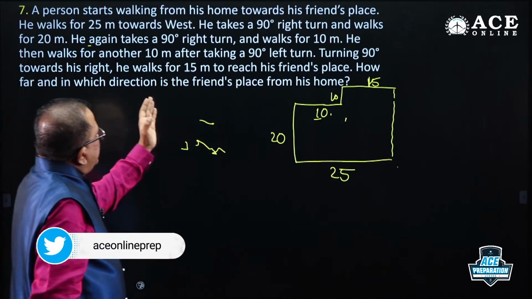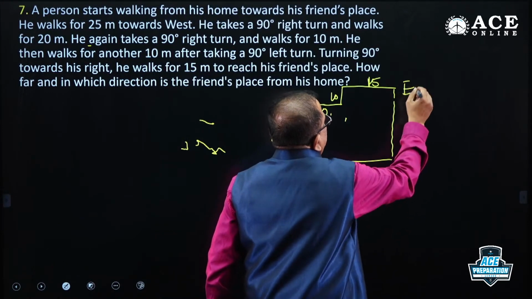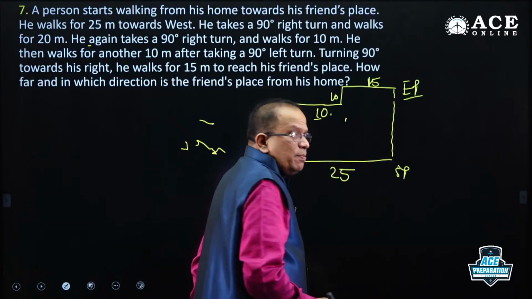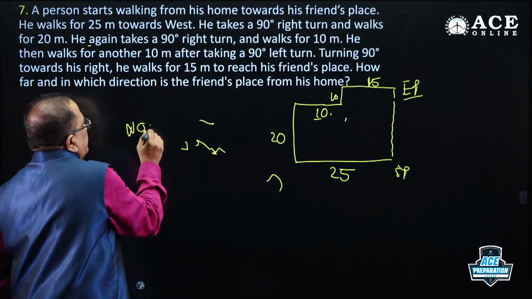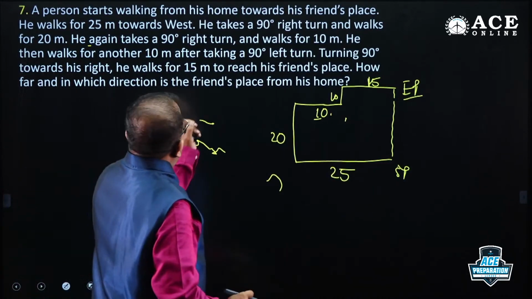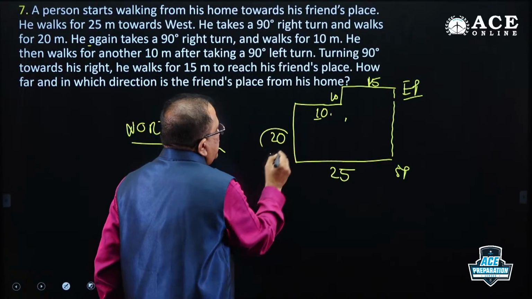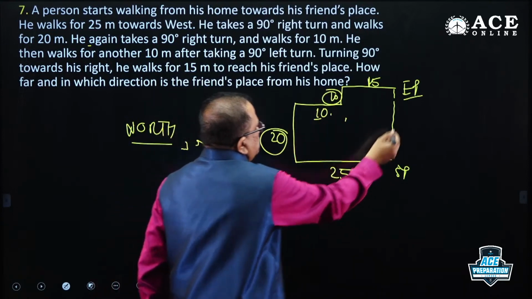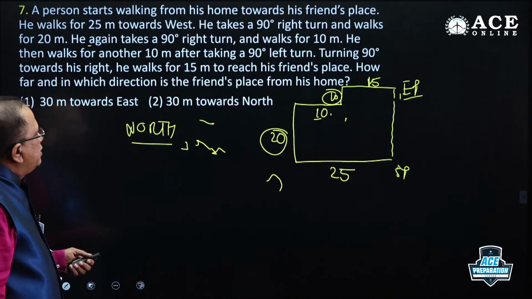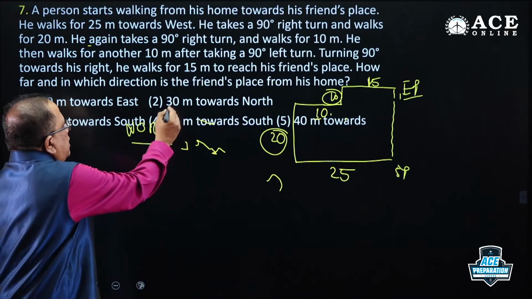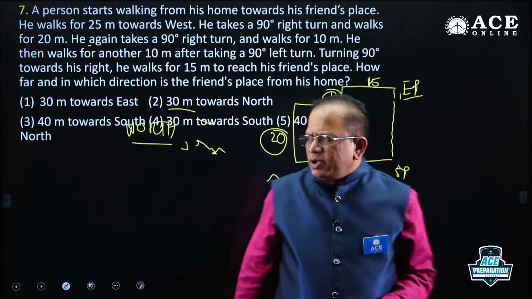How far and in which direction is the friend's place from his home? This is the starting point. This is the ending point. So, what is the direction? Where is the ending point with respect to the starting point? North. So, that is clear. Then, how far? We need to calculate this distance. That means 20 here, 10 here. If you add these two, it is going to be equal to this. 20 plus 10, that is 30. So, 30 towards north. This is the answer. North and 30. Simple addition problems.